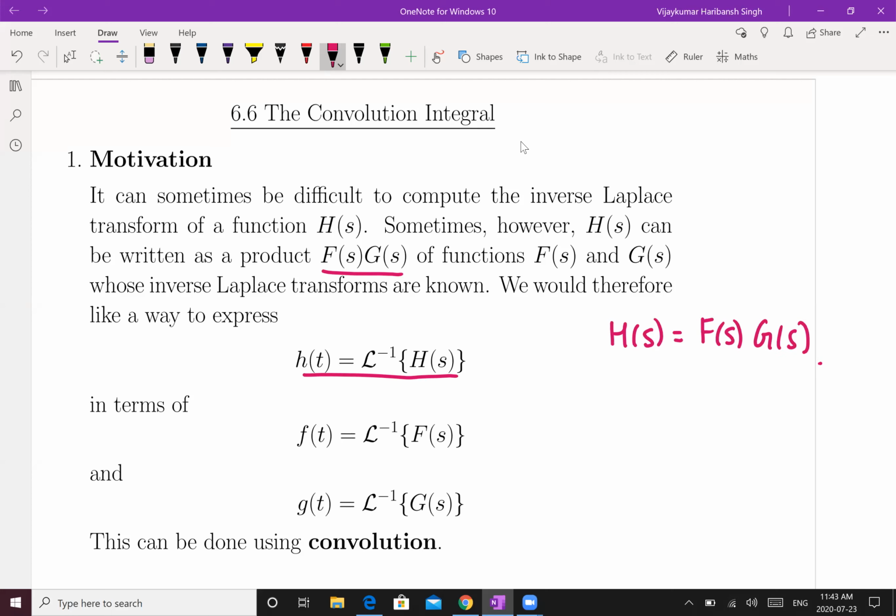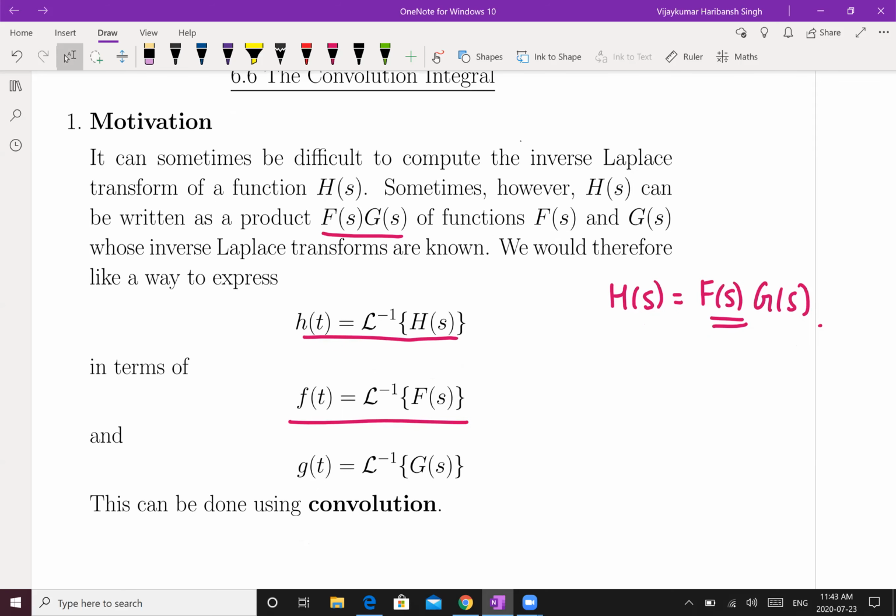And you know the Laplace transform for F(s). So f(t), which is the inverse Laplace transform of F(s), is known to us. And the inverse Laplace transform of G(s) is g(t), that is also known to us. So is there a connection between h(t), g(t), and f(t)?